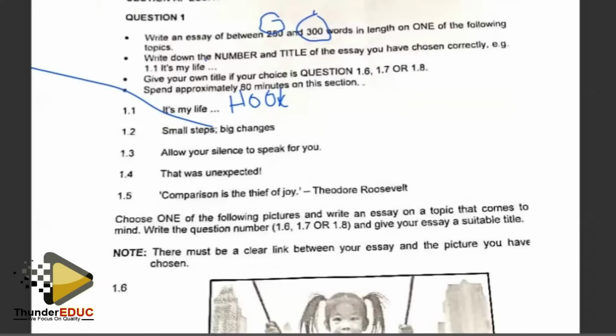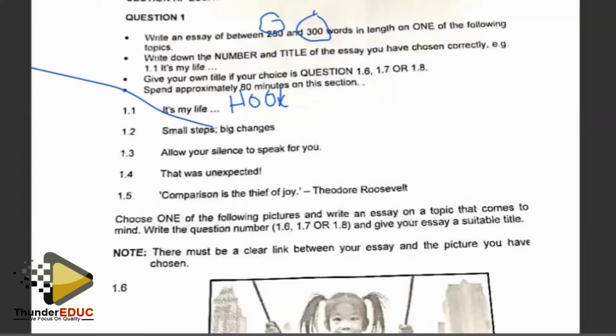We look at 1.2. Small steps, big changes. All right. Exposition, right? It's the first step of your essay. We could have asked ourselves, so what could be a possible problem to this? All right. The problem with life is that making decisions is not always an easy thing. But what do you do when you are forced to make the decision at that time?